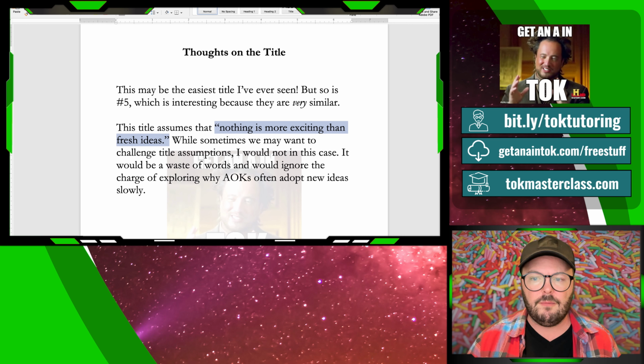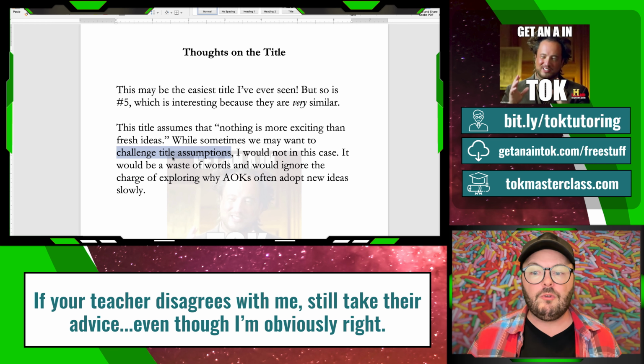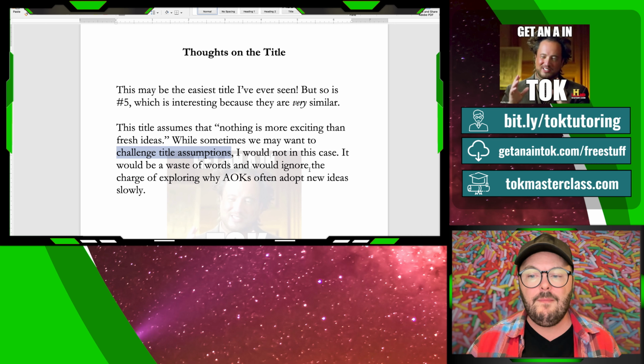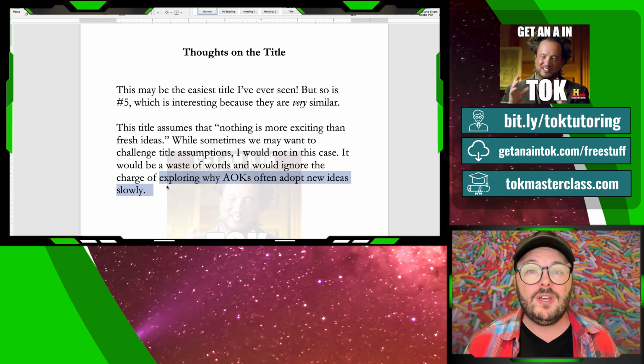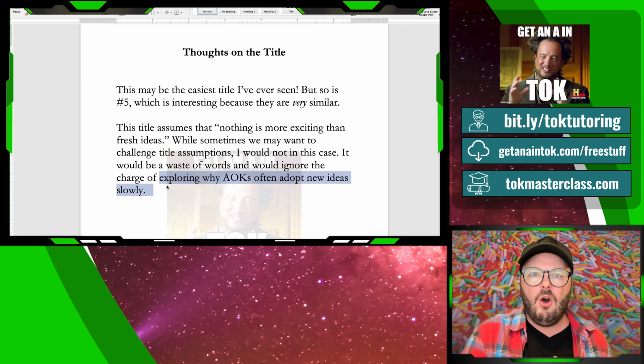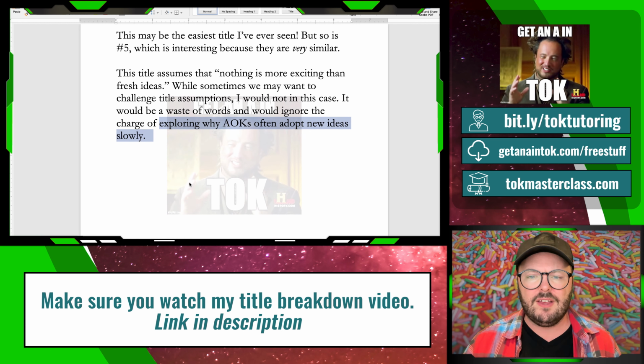This title makes the assumption that nothing is more exciting than fresh ideas. The title is just saying that is true. Now, sometimes we might want to challenge title assumptions. Your teacher might say in the introduction, identify any assumptions that the title makes. Sometimes you want to do that, but I would not do that this time because it would ignore the charge of exploring why we often adopt new ideas slowly. So even though we could do a whole paper saying we don't accept ideas slowly, you could do that, it's ultimately not going to answer what you need to answer. So I would just not address the assumption.